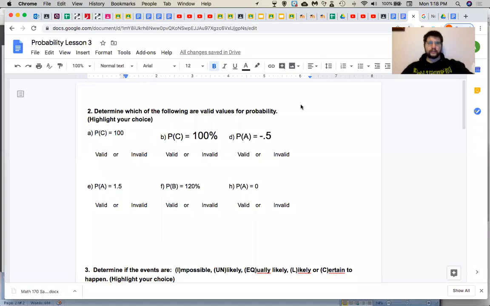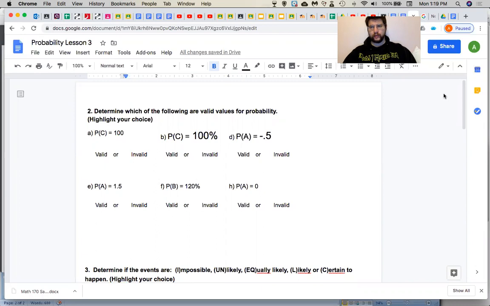All right, lesson 3 for probability. Here we finally get to start calculating probabilities, but first we're going to make sure we know what probability can and cannot be. So, probability is the likelihood of something happening and is calculated by what you want over the total.